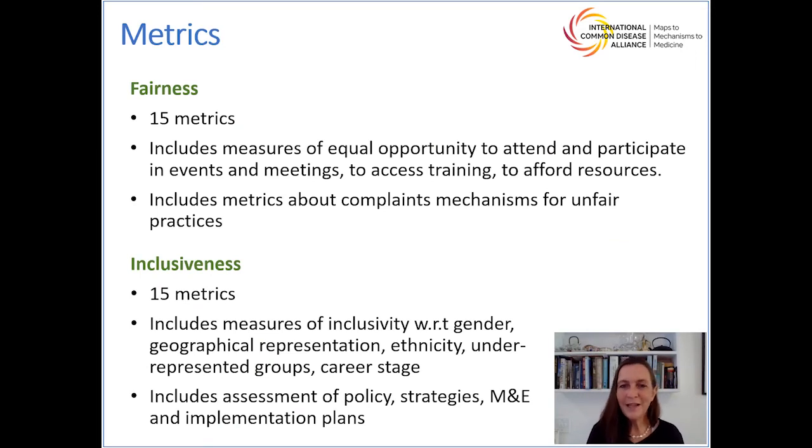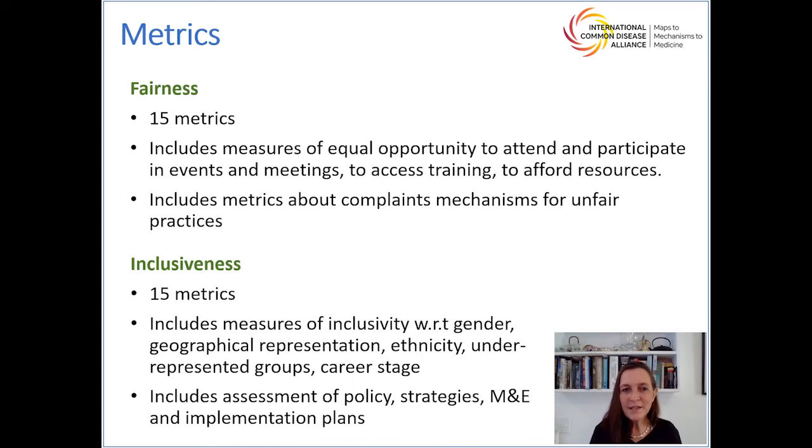Our metrics have been finalized for this first prototype use case of working groups in a consortium. So I'll take you briefly through at a kind of overview level, but we will soon be publishing this work so that the standard is more widely available to everyone who'd like to give this a go themselves. So for the theme fairness, we had 15 metrics, which included measures of equal opportunity to attend and participate in events and meetings, to access training, and to be able to afford different resources. And we also included some metrics about mechanisms for complaints if there are perceived unfair practices in the working group.